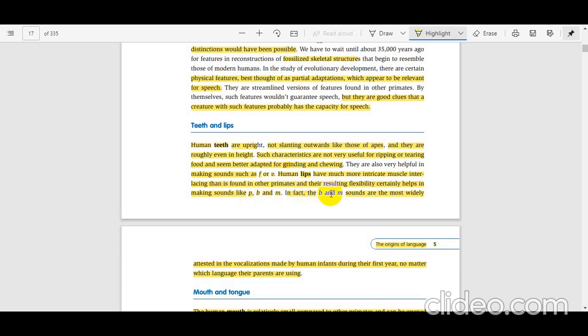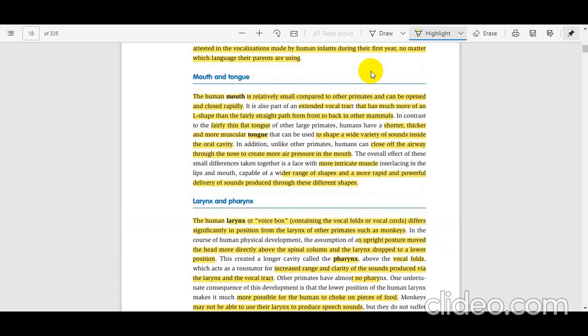Now, b and m sounds are the most widely attested in the vocalizations made by humans. Now, these abilities are only found with humans. Other species have lips, but the number of muscles in their lips is less than that found in humans. So now these enable humans to produce more complicated sounds like the ones illustrated in front of you.